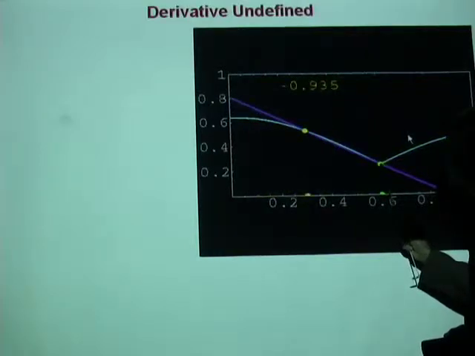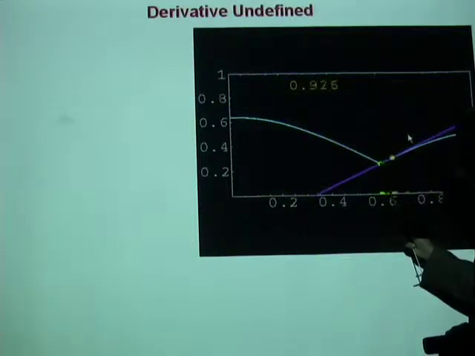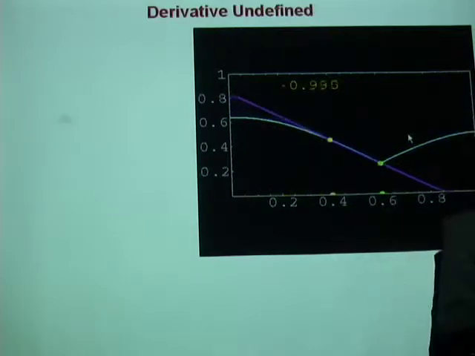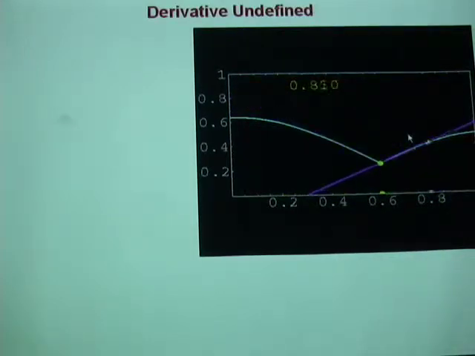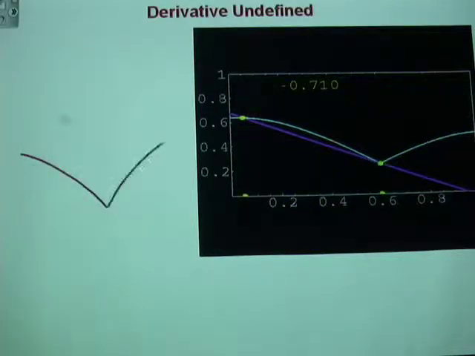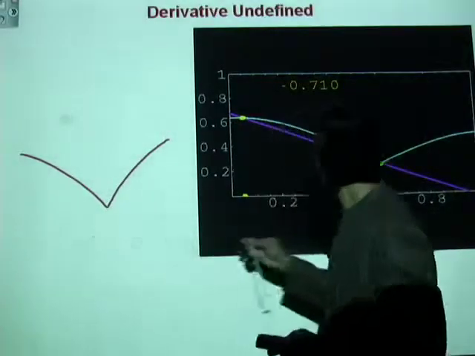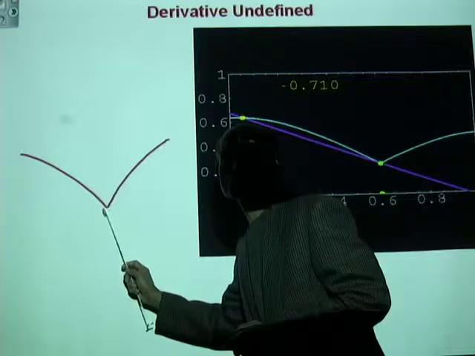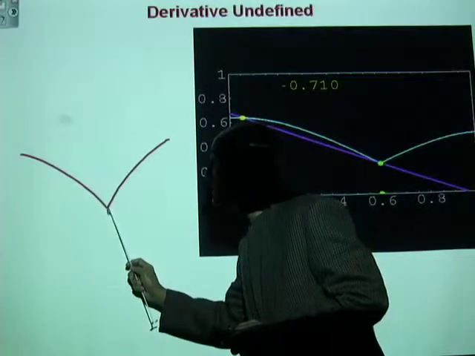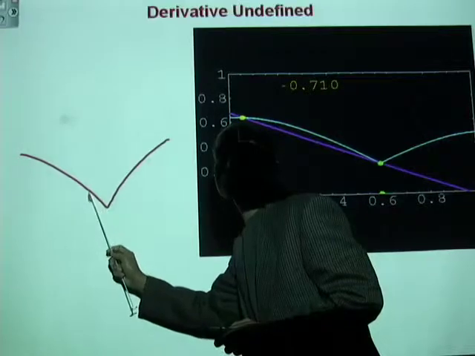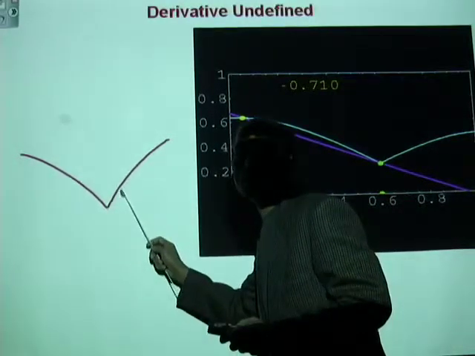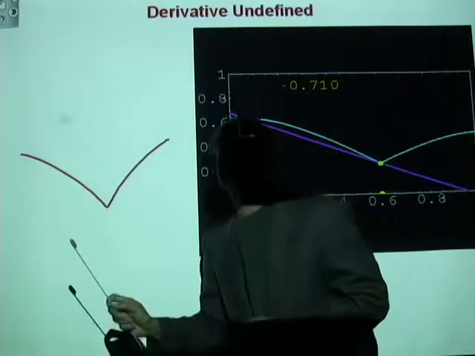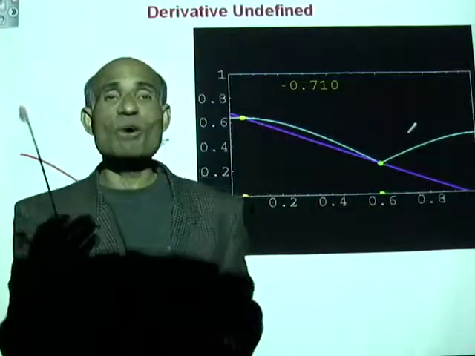That means at this point you can have two distinct tangent lines. Now, let me see if I can actually illustrate that by drawing another diagram. Now, this is how this point looked like. If you have in the graph of a function a sharp turn like this, now a tangent line at this point can be like this or like this. That means there can be more than one tangent line at one point.